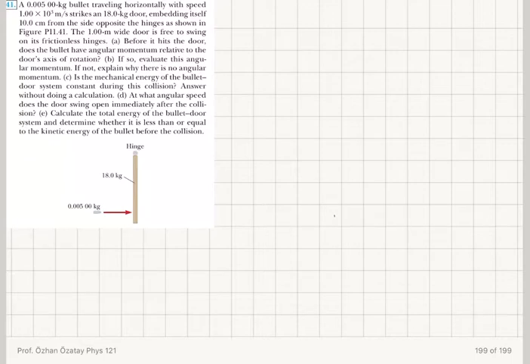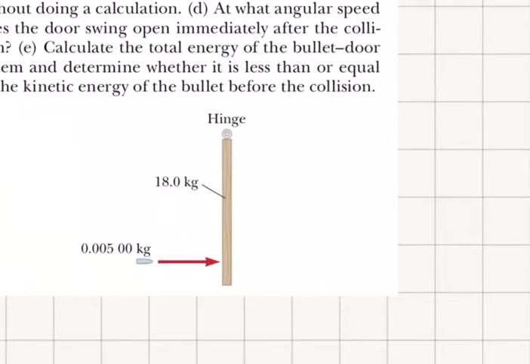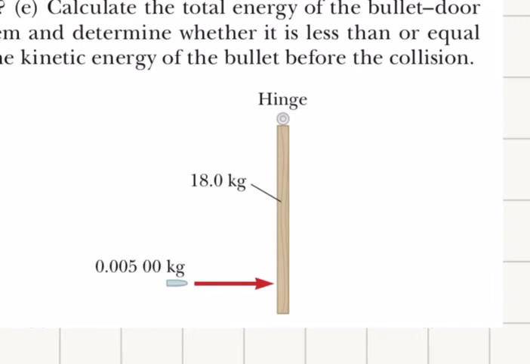Before it hits the door, does the bullet have angular momentum relative to the door's axis of rotation? If so, evaluate this angular momentum. If not, explain why there is no angular momentum. Is the mechanical energy of the bullet door system constant during the collision? Answer without doing a calculation. At what angular speed does the door swing open immediately after the collision? Calculate the total energy of the bullet door system and determine whether it is less than or equal to the kinetic energy of the bullet before the collision.